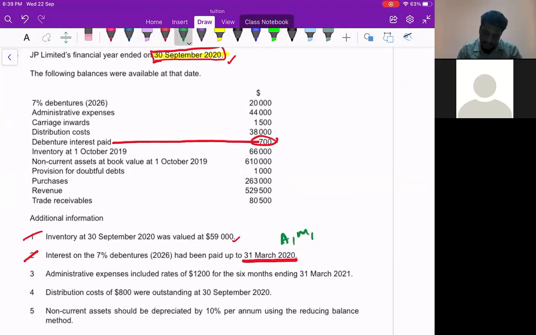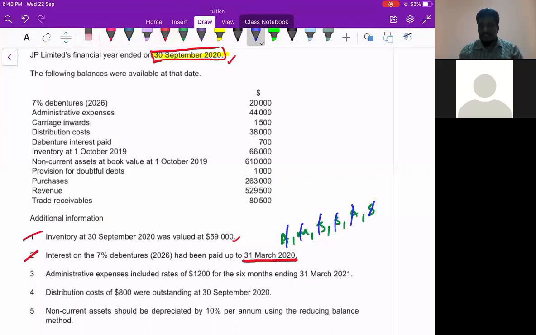April, May, June, July, August, September. 1, 2, 3, 4, 5, 6 months. So 6 months is accrued. How much is the accrued? How do you calculate it? You take how much the debenture is. My debenture is 20,000. So you take 20,000 times 7%, because the debenture interest is 7%, times 6 months. We want only 6 months.